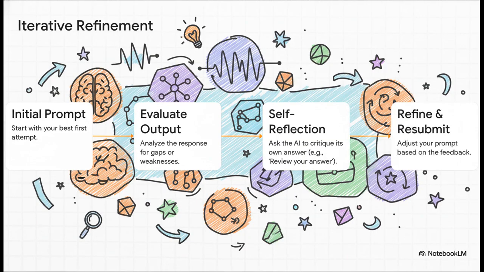Look, great prompting isn't a one-shot deal. It's a conversation. You want to follow this loop. Start with a good prompt, look at what you get back, and then, and this is the pro move, ask the AI to critique itself. A simple prompt like, what are the weaknesses in your last response, can unlock absolutely incredible improvements for your next try.